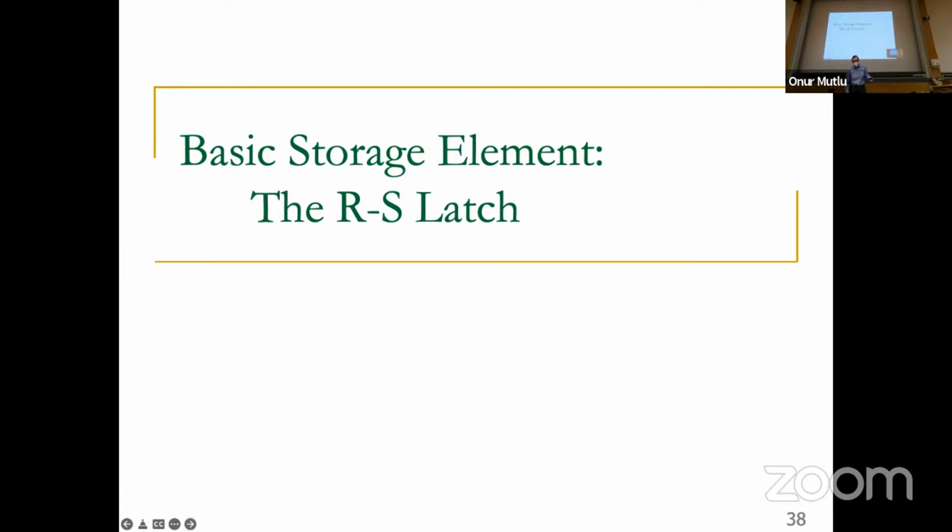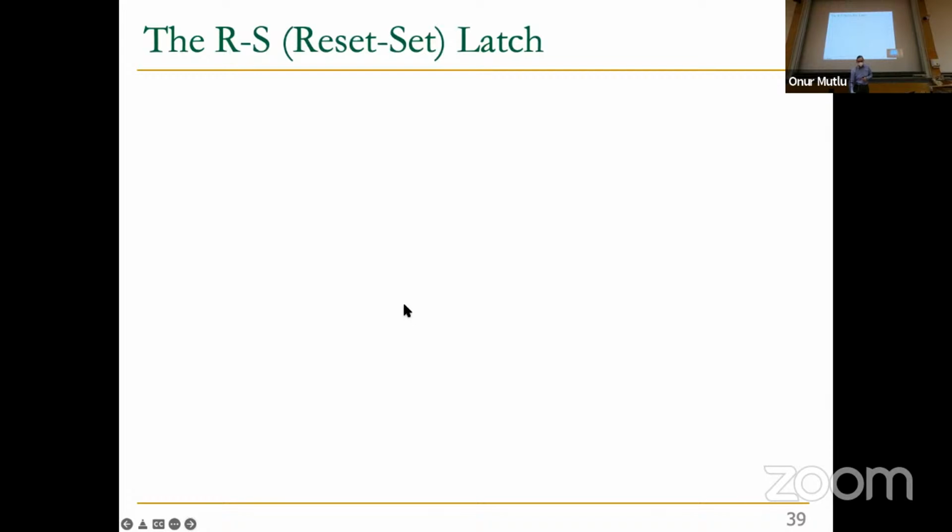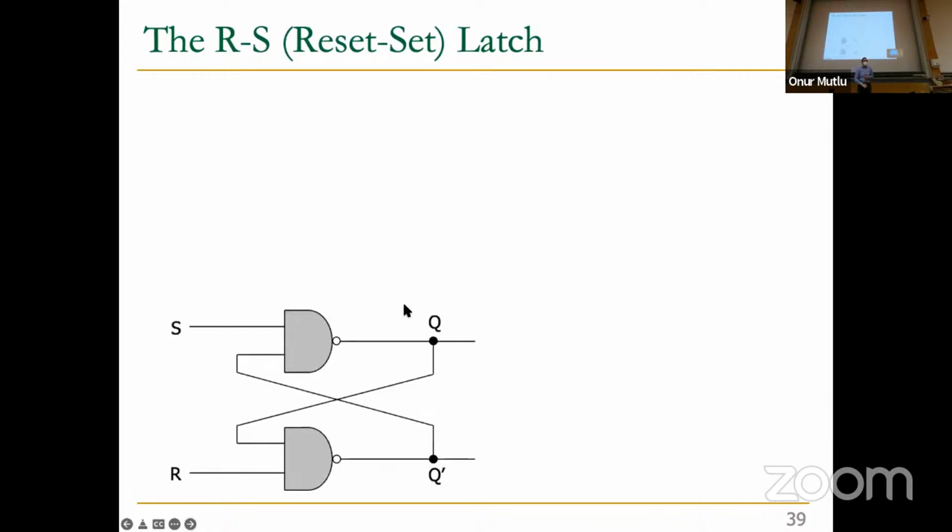We'll call it the RS latch, which is kind of like the cross-coupled inverter. We're going to see something similar to a cross-coupled inverter: the cross-coupled NAND gate, right? So you know a NAND gate. This is a NAND gate. This is a NAND gate. And this is a cross-coupled NAND gate. But we have another input here, the S input, the set input, and another input, the R input, the reset input.